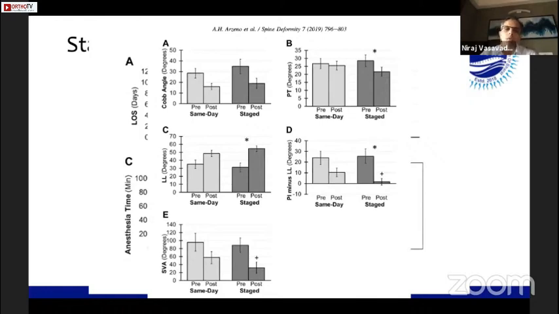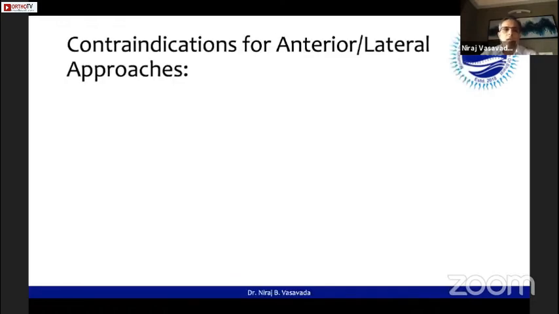Lumbar lordosis also more or less the same achieved, but there was significant difference between pre and post-op lumbar lordosis with the staged procedure. Same, PI minus LL mismatch was significantly reduced when you are doing a staged surgery, because you can better understand the alignment of spine after insertion of cage. Even SVA fall to less than 5 millimeter was significant in a staged surgery.